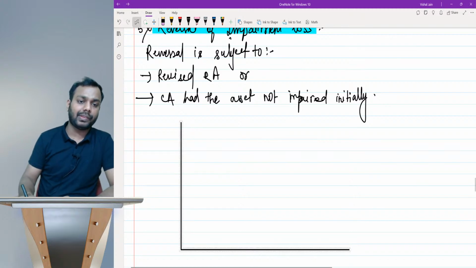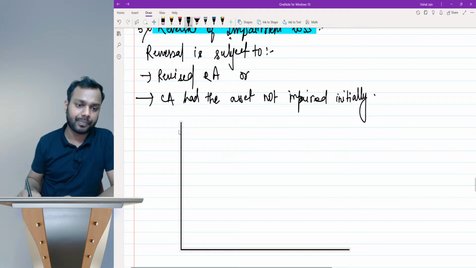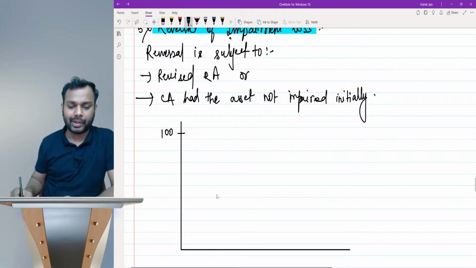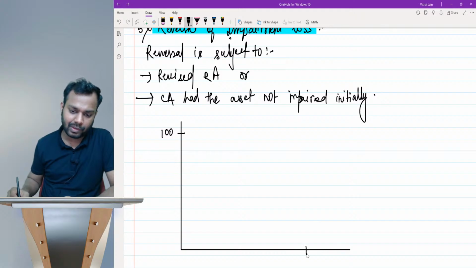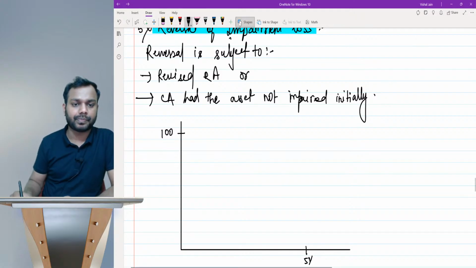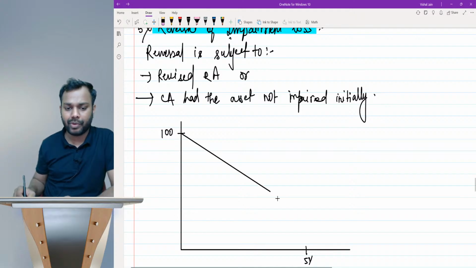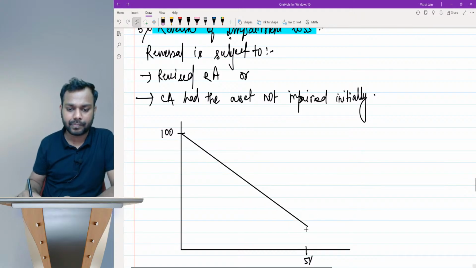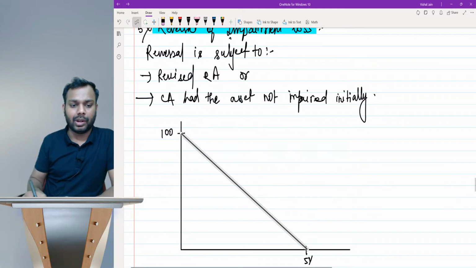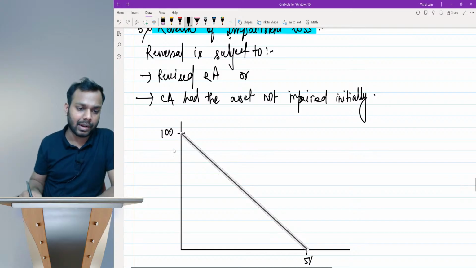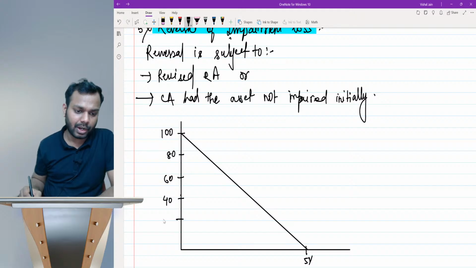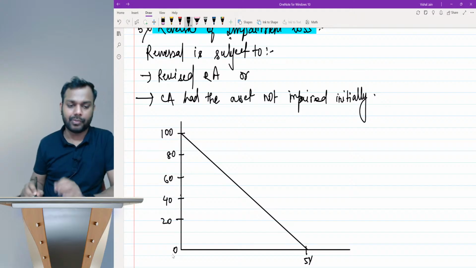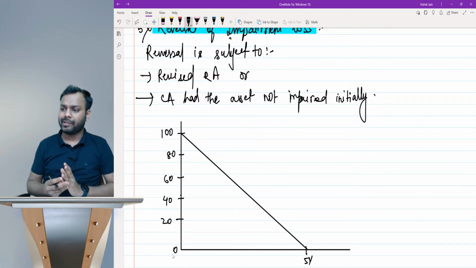Let's suppose there is an asset costing $100. The life is 5 years. So definitely the graph will go like this. It will decrease like this: 100, 80, 60, 40, 20 and 0, right? Definitely the graph will move like this. Tell me yes or no, right?